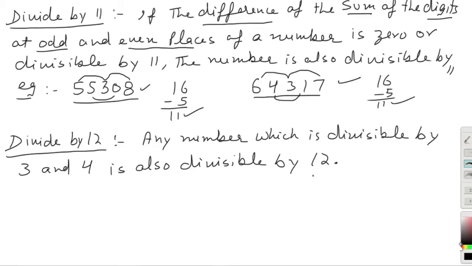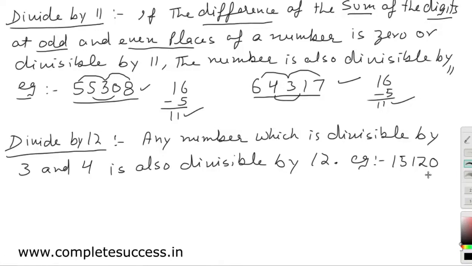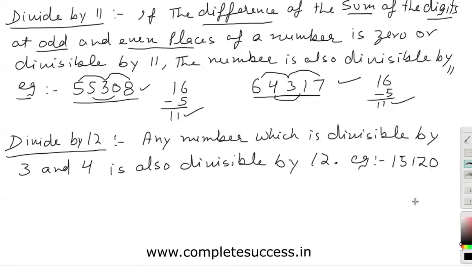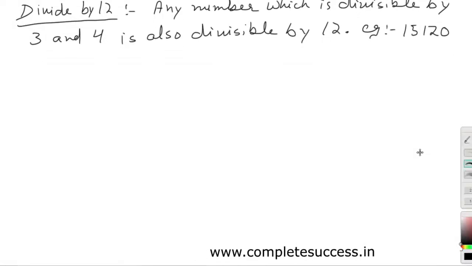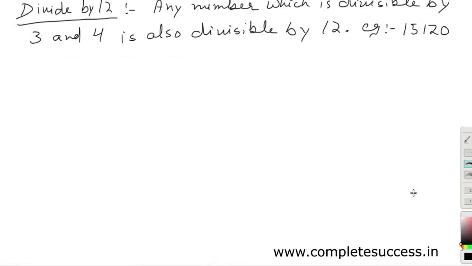Any number which is divisible by 3 and 4 is also divisible by 12. The sum of the digits is 9, so it is divisible by 3, and the last two digits are 20, which is divisible by 4. Yes, this number is divisible by 12. Is it clear?